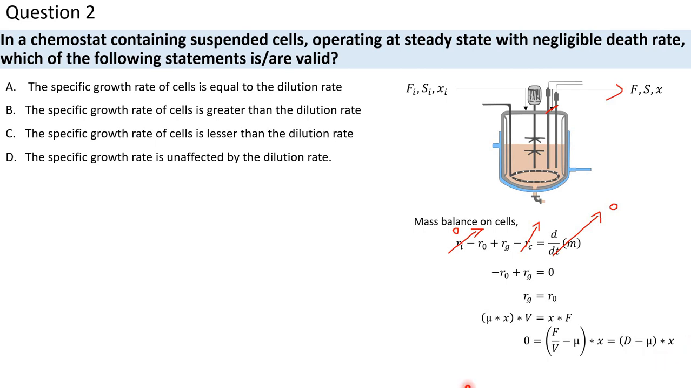Which means if X is not equal to 0, then mu will become equal to D, which is, the specific growth rate is equal to the dilution rate, right? So option A is right out of these 4 options. In a chemostat containing suspended cells operating at steady state with negligible death rate, the specific growth rate of cells is equal to the dilution rate. Moving on to question 3.